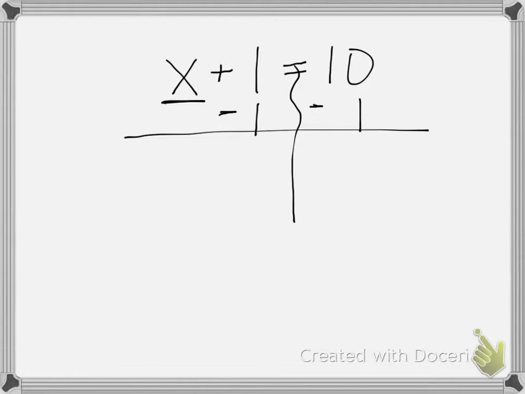So I have x left. I just brought it straight down. 1 take away 1 is 0, so this is gone. I don't want to write anything. And then I've got 10 take away 1, which is just 9. So, once again, x equals 9. Let's try another one. Let's say I have q minus 14 equals 12.